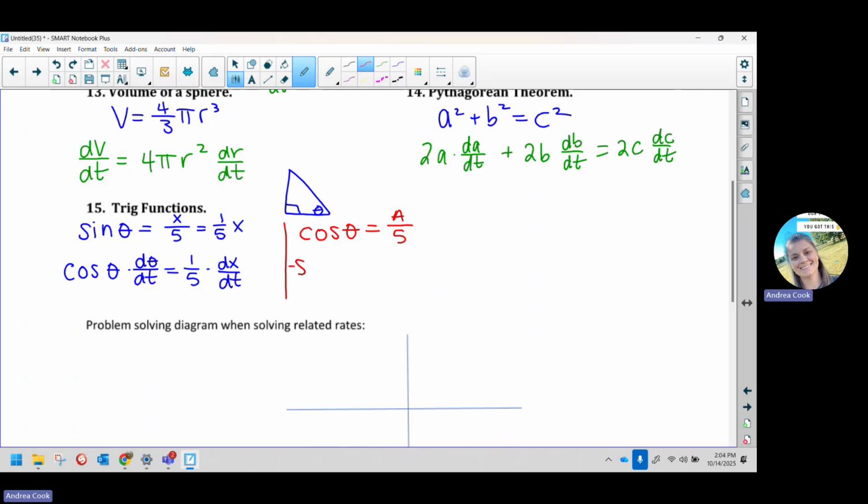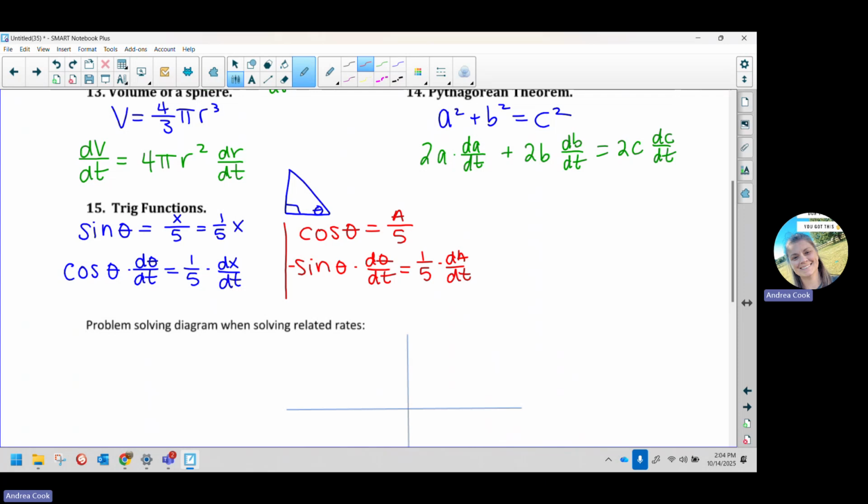Derivative of cosine is negative sine theta times d theta over dt equals, again, A over 5 is the same thing as 1/5 A. So it's going to be 1/5 times dA over dt.